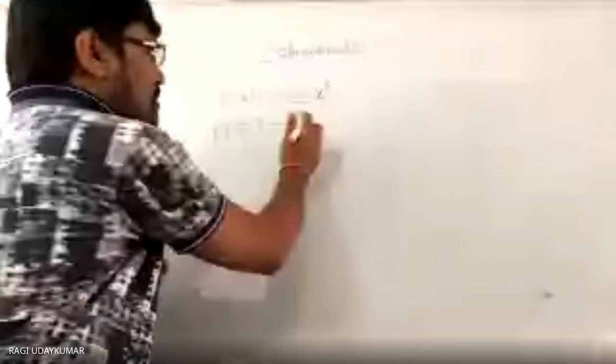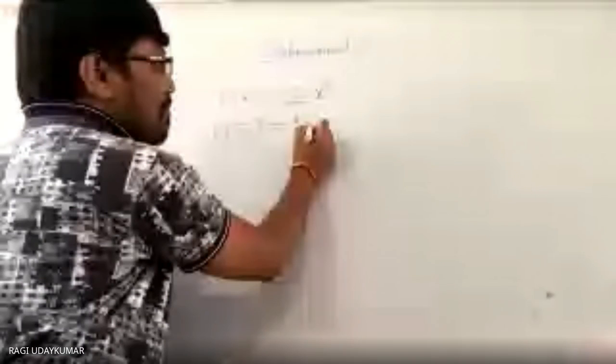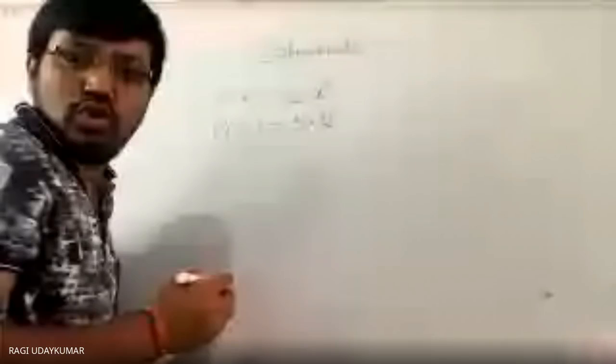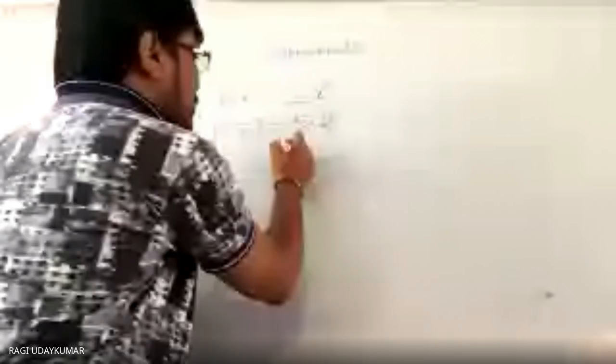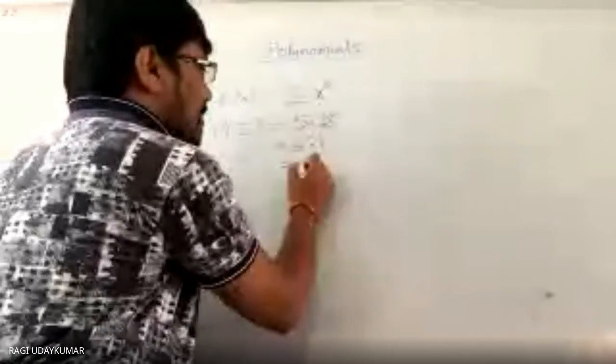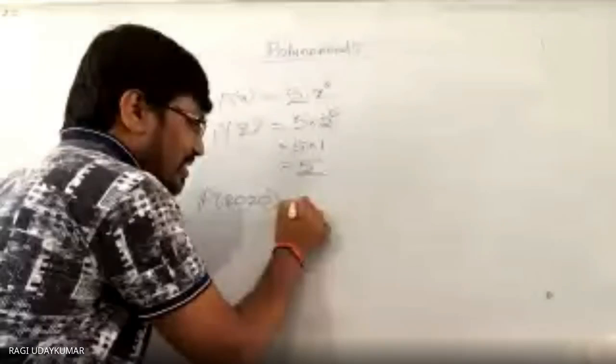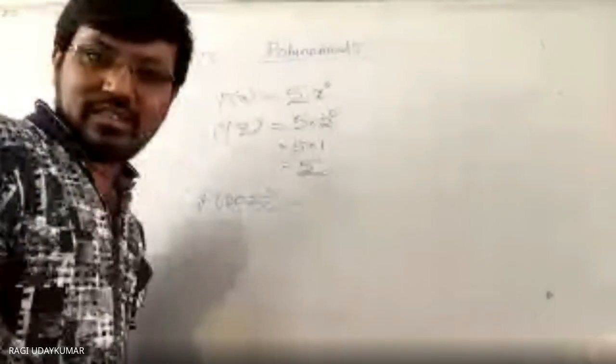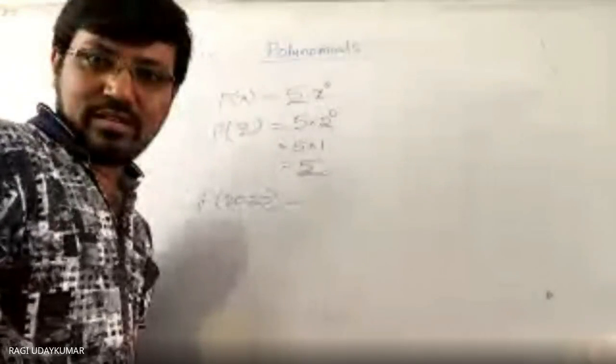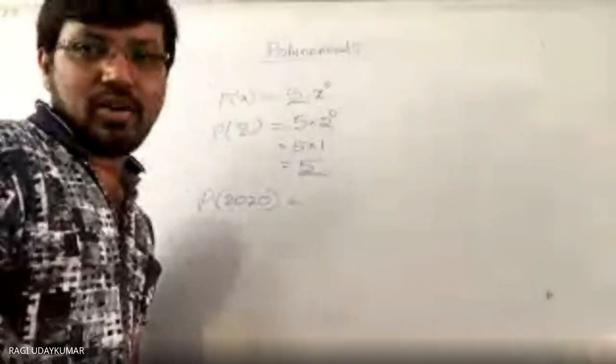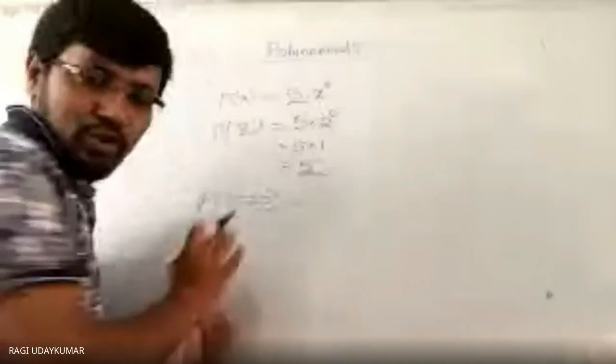So now here, p of 2 means in the place of x, you need to substitute the 2. 2 power 0, value 1. So this is 5 into 1. Again 5 होगा. p of 2 बोले तो 5. p of 2020 क्या होगा? What do you get p of 2020?